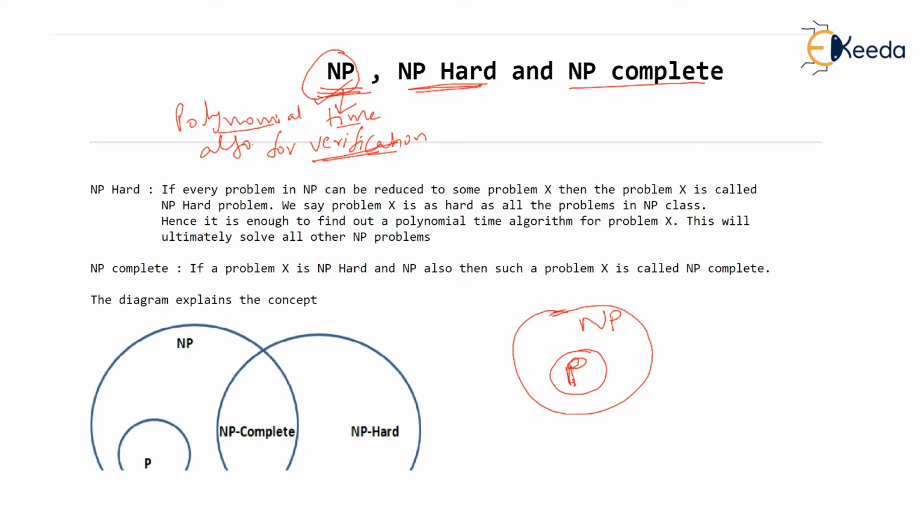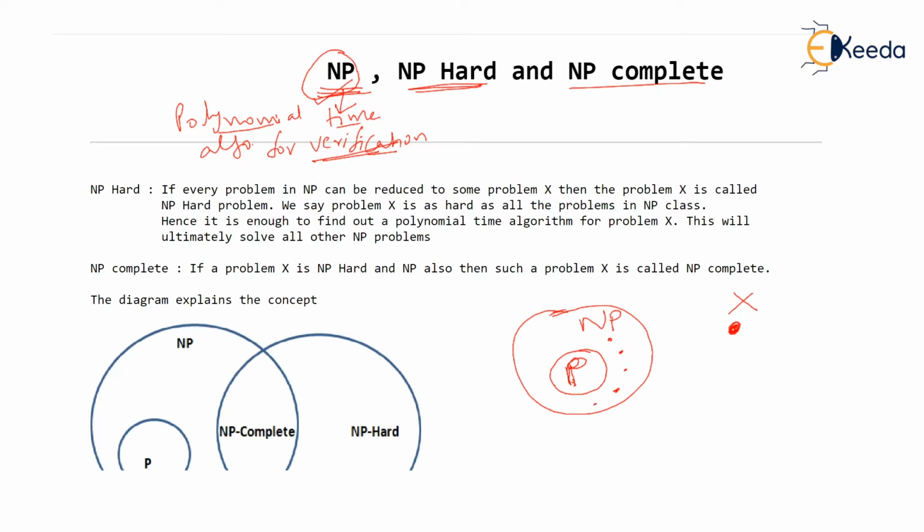Now just imagine there is some problem. Note where I am drawing this dot. There is some problem X which we don't even know whether it belongs to NP or not. There is some arbitrary problem. Imagine some problem X, and every problem in NP.